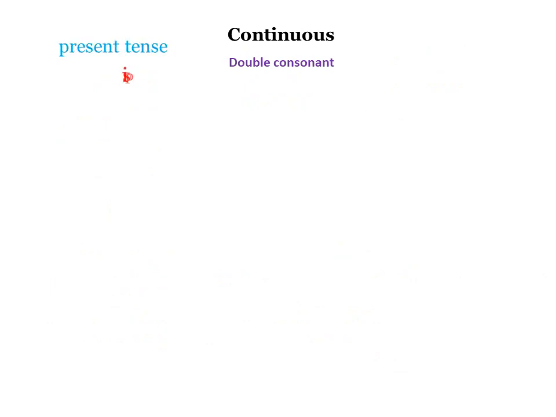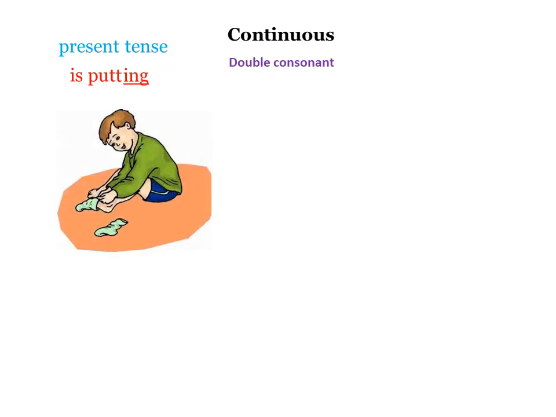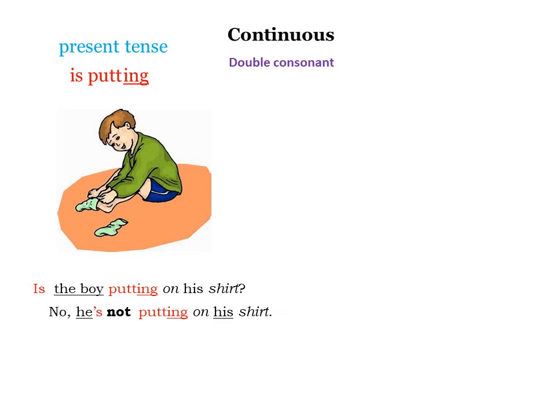Present tense is putting. Is the boy putting on his shirt? No, he's not. No, he's not putting on his shirt. What is he doing? He's putting on his socks.